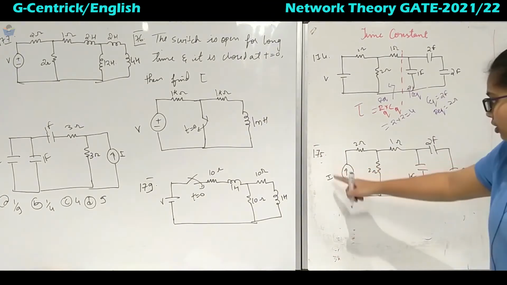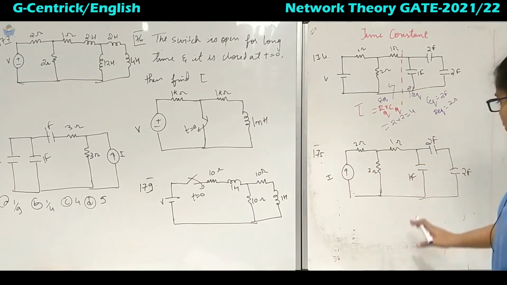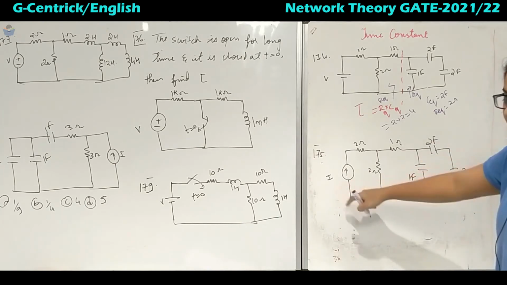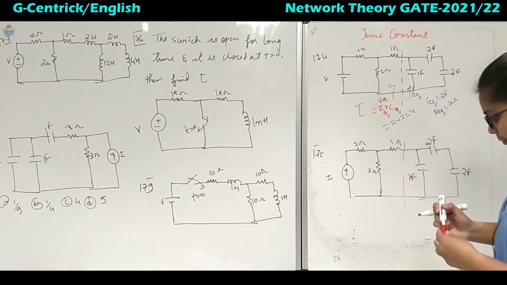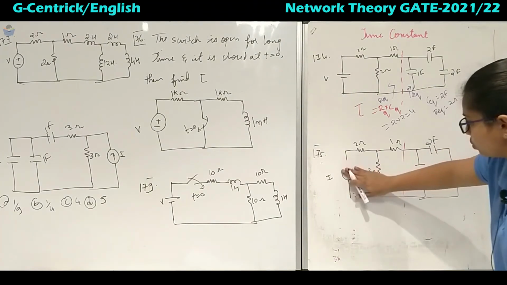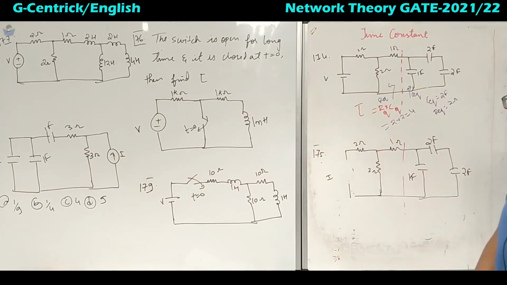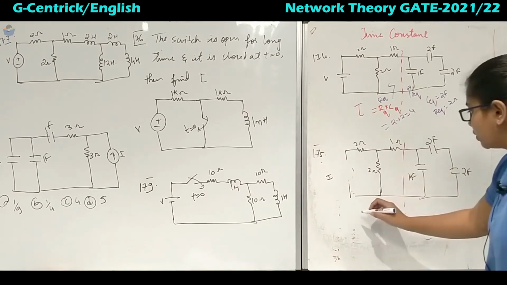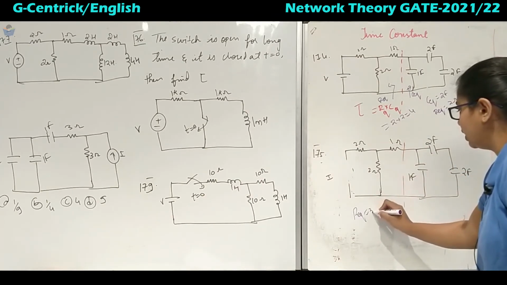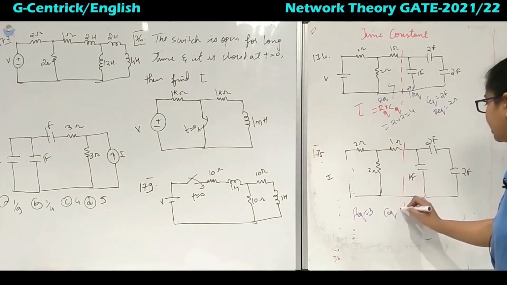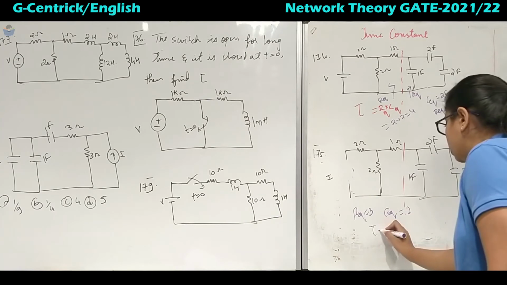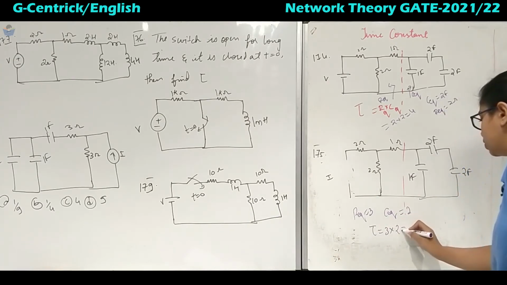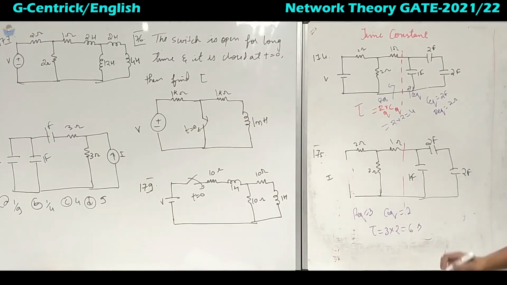Coming to question 175, you have the same thing but with a current source. The difference here is, we can divide this one like this. It is open now, so the current flowing in that branch is 0. What will be R equivalent? It is 3, and C equivalent is the same, that will be 2. So our time constant will be 3 times 2, which is 6 seconds. Here also, 4 seconds.